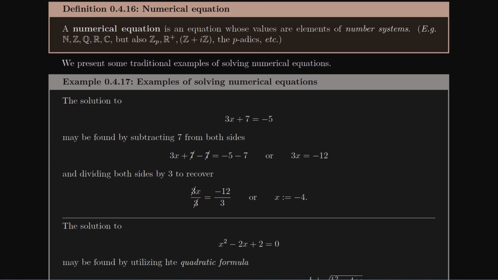Now, numerical equations are kind of the ones that we're actually used to. These are equations where the values of the elements are themselves number systems, and our favorite number systems that we've seen, at least in this course, are N, Z, Q, R, and C. But there are actually some very interesting number systems that we won't get into in this course that if you continue in math, you may eventually discover. But of course, your basic algebra solves numerical equations for you. So something like 3x plus 7 equals -5, we're going to subtract 7 from both sides and divide by 3 to recover x equals -4 as our solution.